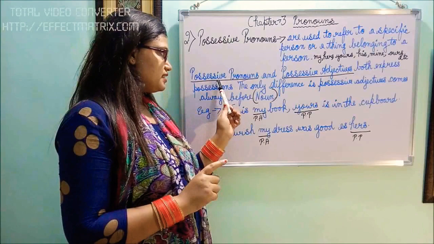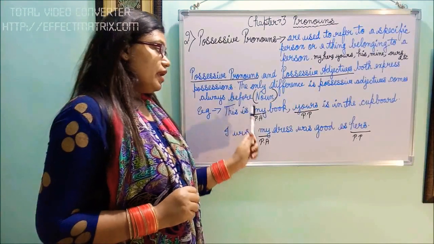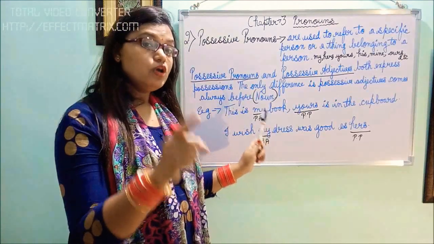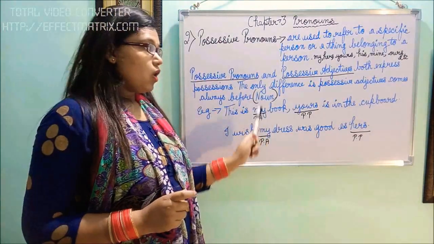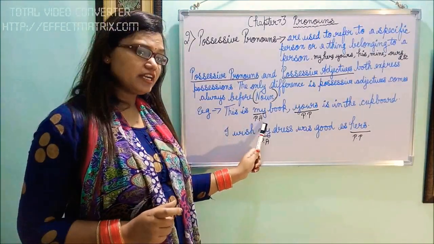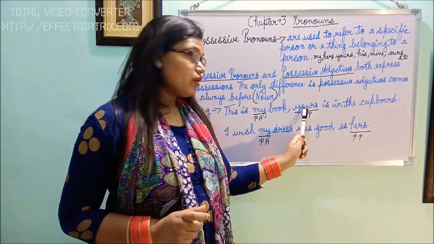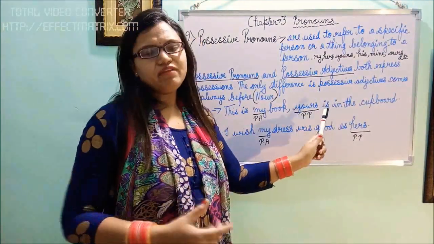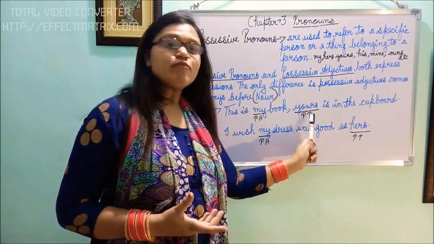Now we have two words of possession, my and yours, but one is a possessive pronoun and the other is a possessive adjective. How can we identify them? See here, the word my is written before book, and book is a noun. So the words which are placed before a noun are called possessive adjectives. Understand? So here my is a possessive adjective. Next, yours is in the cupboard. Here the word yours is not written just before a noun. Here it is written before a helping verb or any kind of verb.